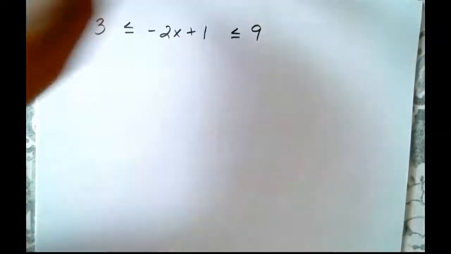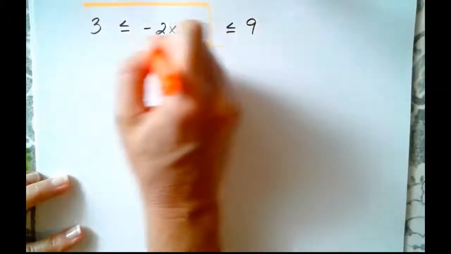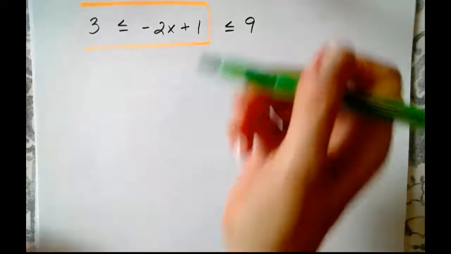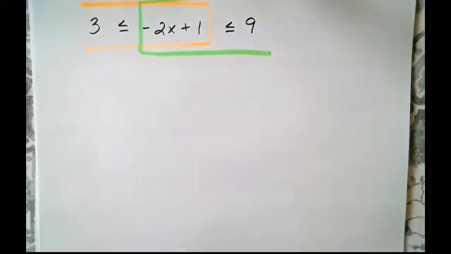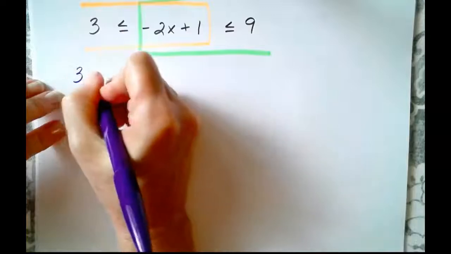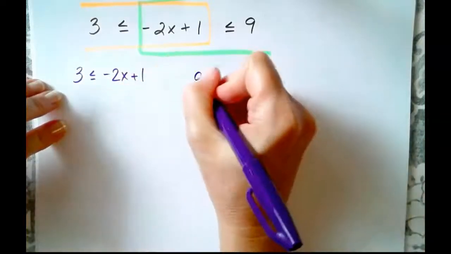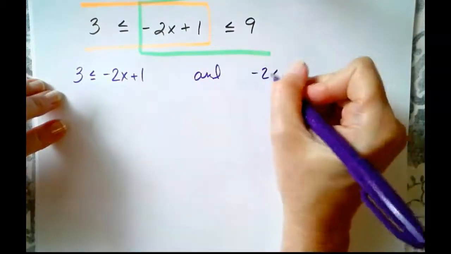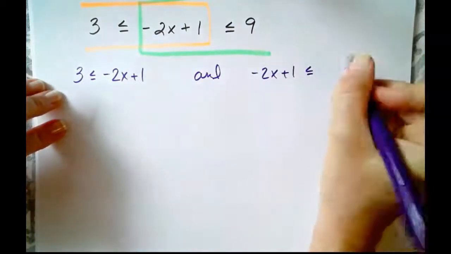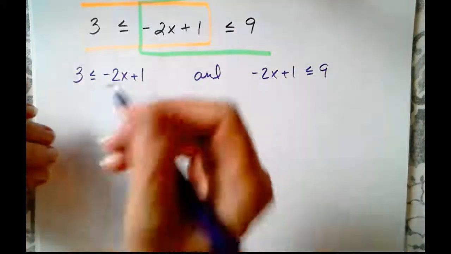Let's do it again. Not going to write the steps this time, but we are going to break apart and set up. Going to move more quickly with this one. So here's our break apart and set up. 3 less than or equal to negative 2x plus 1, and, this is an and situation, negative 2x plus 1 is less than or equal to 9. So there's our setup. Let's solve both of them.